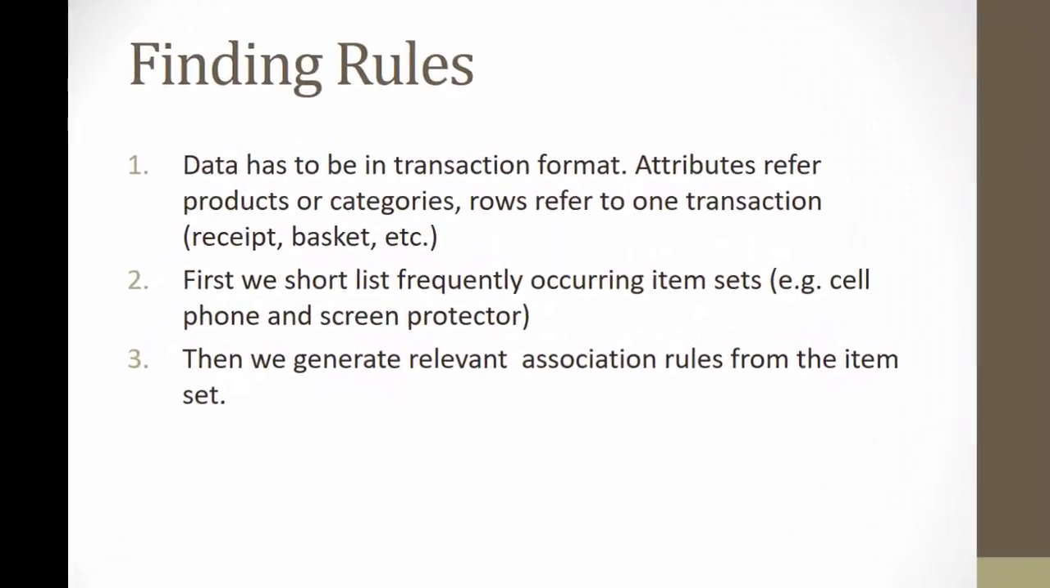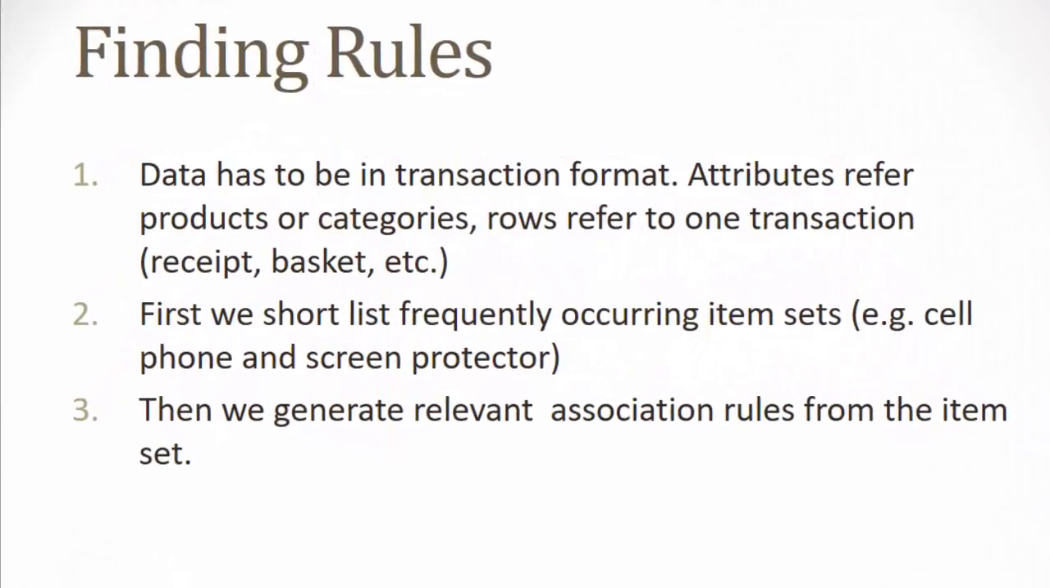And finally, how to find and evaluate these rules. First of all, you should consider that data has to be in transaction format before you can run any type of association rules analysis. So, what do we mean by transaction format? In this format, attributes refer to products or product categories, and rows refer to one transaction.